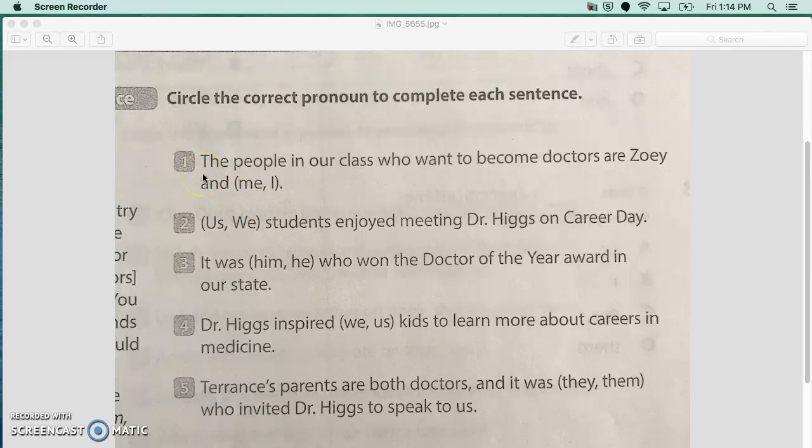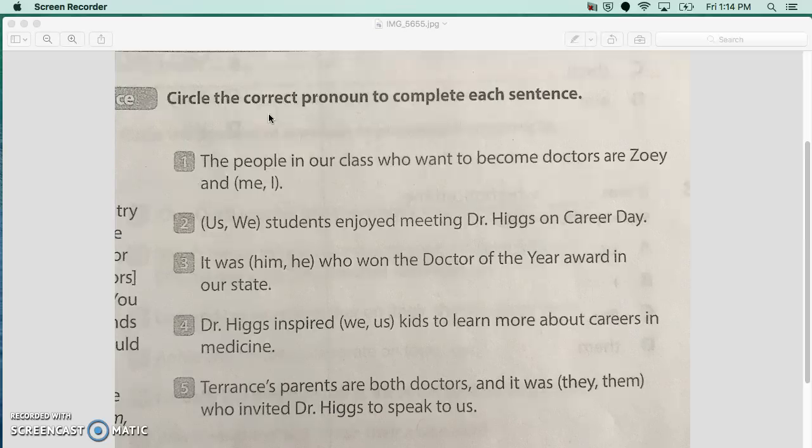So if you look at these sentences below, these are the more difficult styles of the subject and object predicates. Number 1, if you read it, it says, the people in our class want to become doctors. Who want to become doctors are Zoe and, you have to choose either me or I.